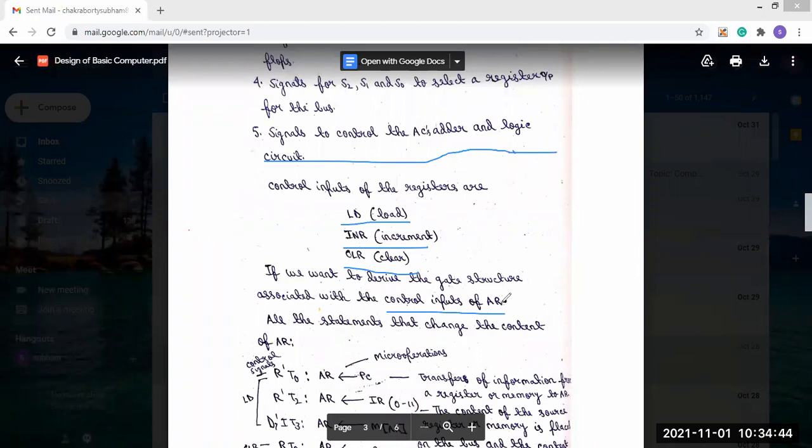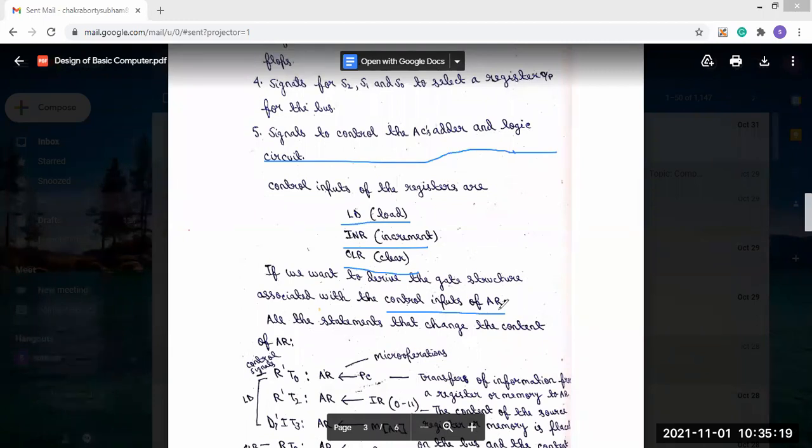So here, as an example, we take the signals to control the input of the address register. But because we have 9 registers, we could also take the control input of the program counter, because the program counter is also among the 9 registers necessary for designing the basic computer. But here as an example, we are taking the address register.